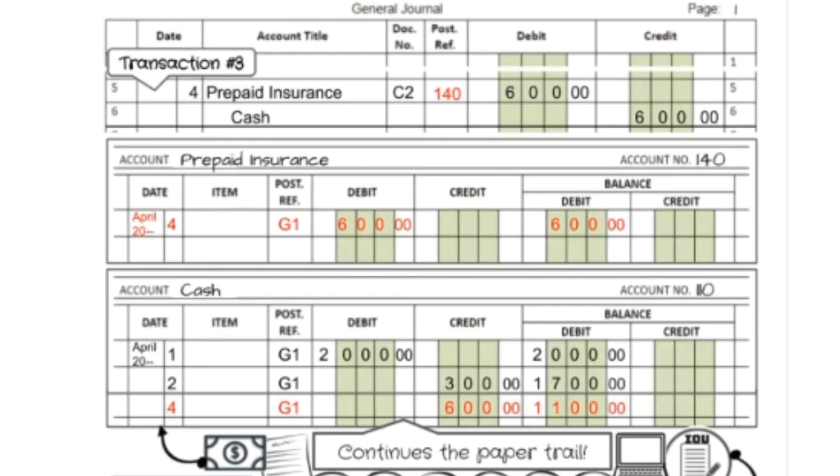Think of it like your bank account balance. If you look at cash, the debits are the deposits, the credits are the withdrawals, the balance is the running total in your account. The debit is representing positive numbers. This means that you put $2,000 in, you took $300 out, you took $600 out, your current balance is $1,100. And then we go ahead and put the 110 back up in the post ref column of the general journal.